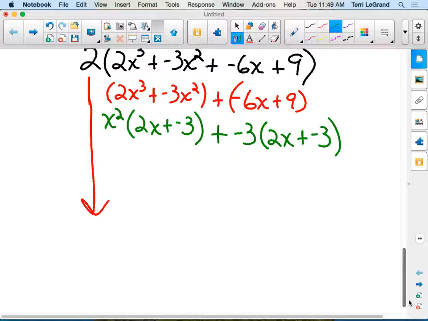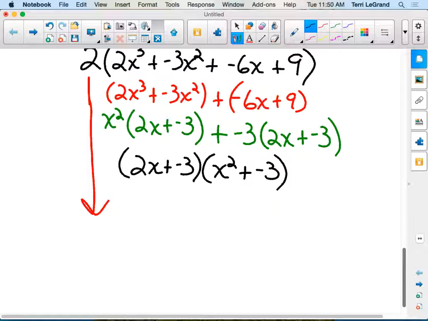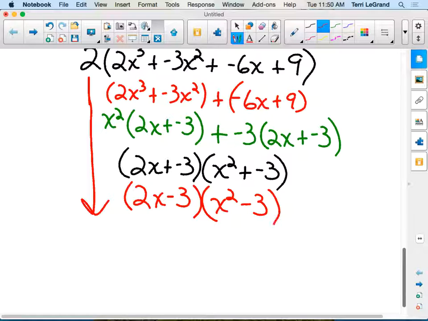And I think I'm ready to do my factor name for this. I'm going to call it 2x plus negative 3 times x squared plus negative 3. Do you agree with me or disagree? Okay. So here we are. We have binomials. We need to clean them up so that we can run through the test, right? So 2x plus a negative 3 is going to be 2x minus 3. X squared plus a negative 3, we're going to clean up to be x squared minus 3.